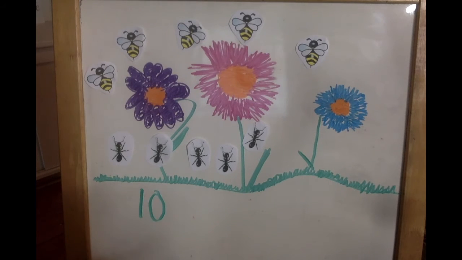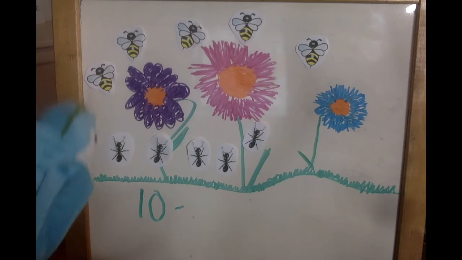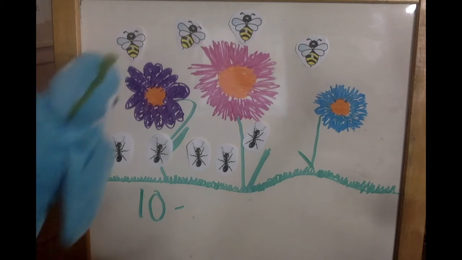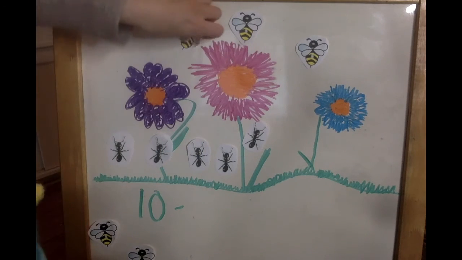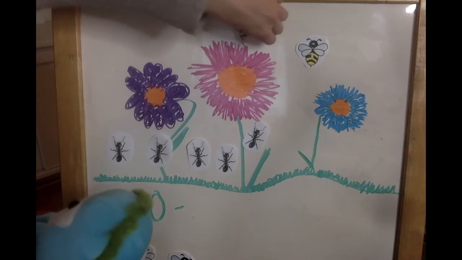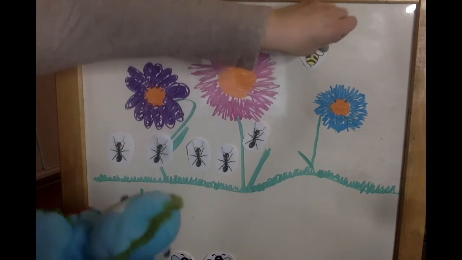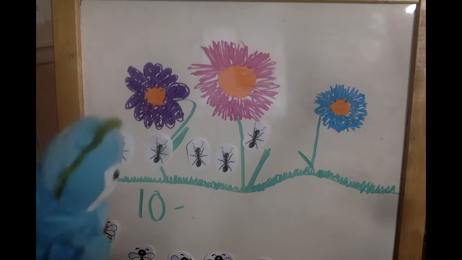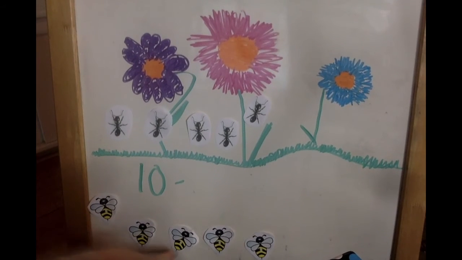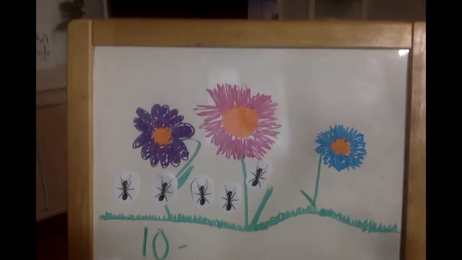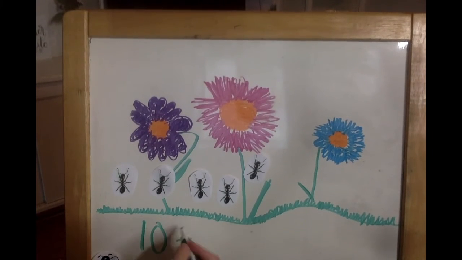So there were 10 bugs in the garden, playing with their friends, when suddenly that big, scary bird swooped in and he started pecking all of the bumblebees. And he pecked away. Let's count how many he pecked down. 1, 2, 3, 4, 5 bumblebees. He pecked 5 bumblebees until they left the flowers.